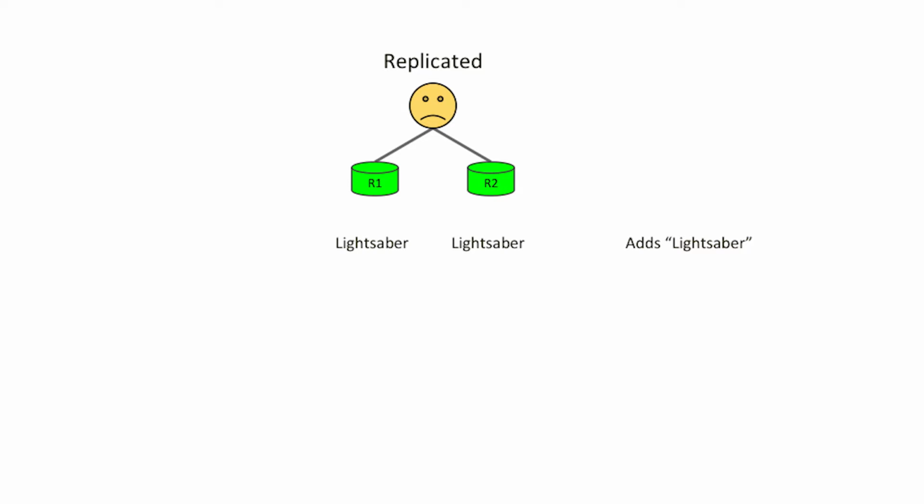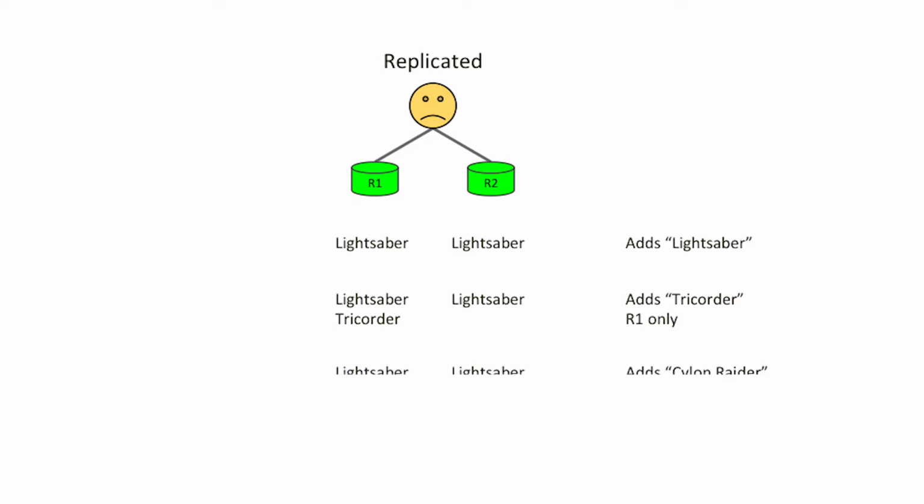So far, so good. Then our shopper adds a model of a tricorder to the shopping cart. And the message to do this reaches only the first replica. Finally, our shopper adds a model of a Cylon Raider to the shopping cart. And the message to do this reaches only the second replica. So now our two databases disagree on the contents of the shopping cart. What are we to do?